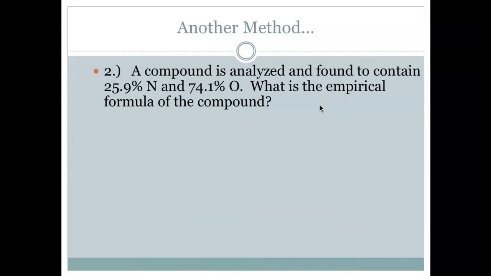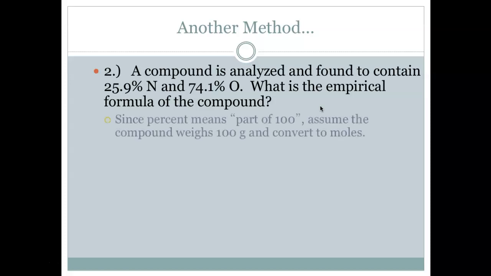Sometimes the problem won't give you grams of each element in the compound, but rather it will give you mass percents. In this case, we're told that this compound is 25.9% nitrogen by mass and 74.1% oxygen by mass. This question can be solved just like we solved the previous problem. Since percents mean part of 100, we can pretend that we have 100 grams of this compound.